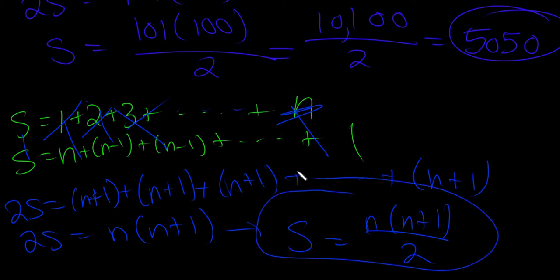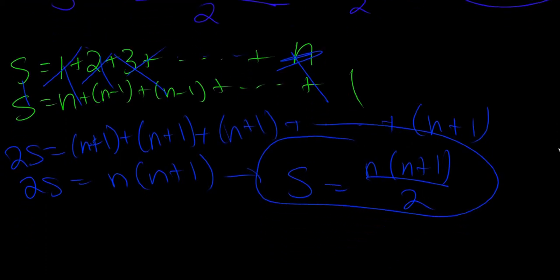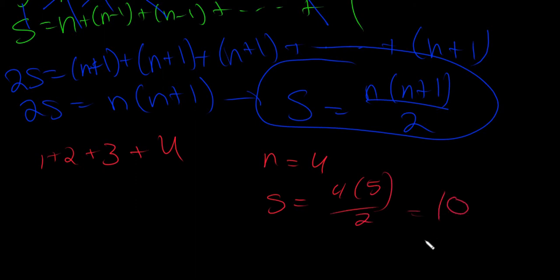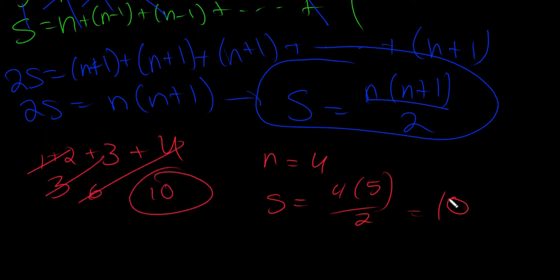So this is the general formula for just summing numbers from 1 to n. If you plug it in, you'll get it right. Let's do a few more tests. Say I wanted to do 1 plus 2 plus 3 plus 4. Does it work? Well, in this case, you have n equals 4. So you'd have S equals 4 times 5 over 2, which is 10. And let's see, 1 plus 2 is 3, 3 plus 3 is 6, 6 plus 4 is 10. Looks like this formula does work after all.